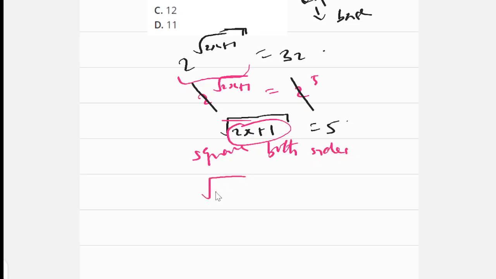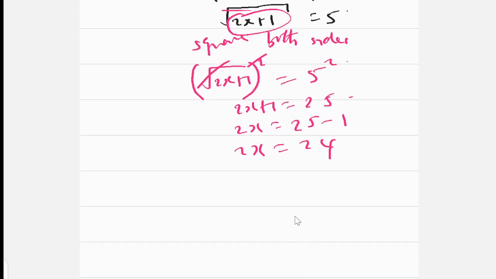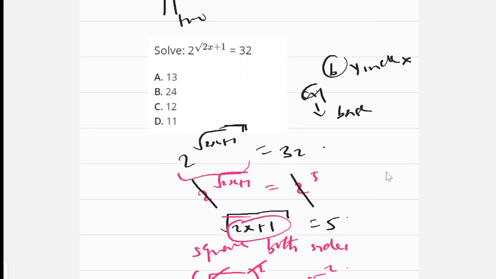Then I'm going to have root 2x plus 1, everything raised to power 2, equals 5 raised to power 2. Then this guy will cancel this. Then you have 2x plus 1 is equal to 25. 2x is equal to 25 minus 1. 2x is equal to 24. And what is such number? You are going to multiply by 2 to give you 24. That is 12. Then your x is 24 divided by 2, which is equal to 12. So, let's check. Yeah, so the option is what? Option C.